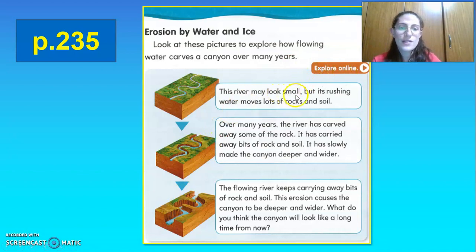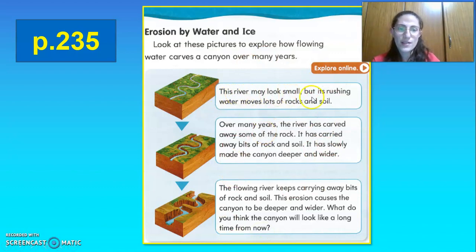This river may look small, but its rushing water moves lots of rocks and soil. Over many years, the river has carved away some of the rock. It has carried away bits of rock and soil. It has slowly made the canyon deeper and wider. The flowing river keeps carrying away bits of rock and soil. This erosion causes the canyon to be wider and deeper, or deeper and wider. What do you think the canyon will look like a long time from now? So, let me reread it, then I'm going to explain.